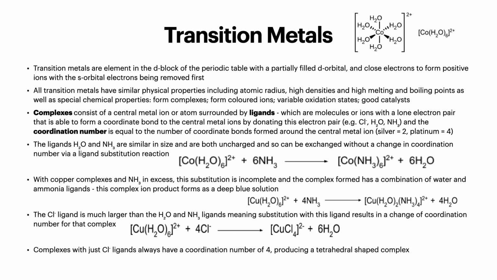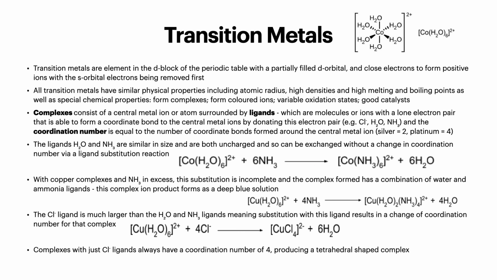Now, moving forward to transition metals, there is a lot of content on transition metals, so we've got a few slides on this. So transition metals are elements in the d block of the periodic table with a partially filled d orbital and lose electrons to form positive ions, with the s orbital electrons being removed first. Again, like always, apologies for any spelling errors.